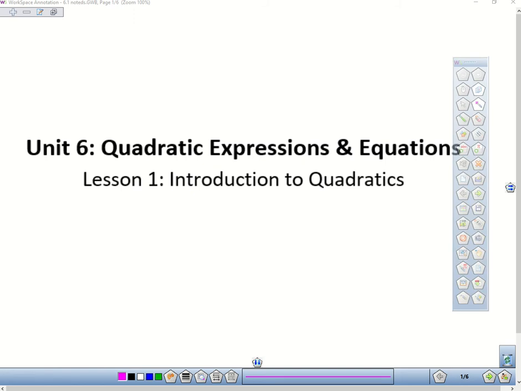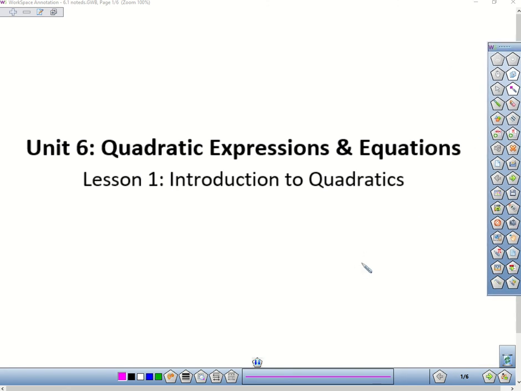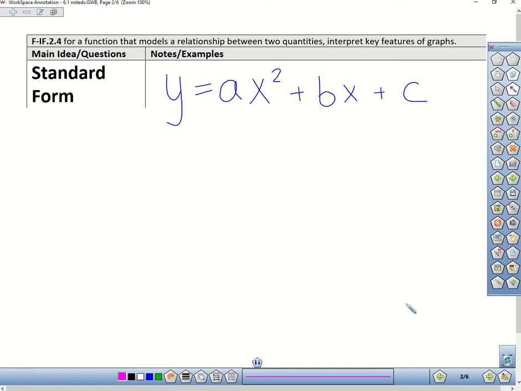Alright, so today we're going to be doing Unit 6, Quadratic Expressions and Equations, specifically Lesson 1, which is Introduction to Quadratics. So this standard is going to be for a function that models a relationship between two quantities, interpret key features of graphs. So standard form of a quadratic equation is known by y equals ax squared plus bx plus c.